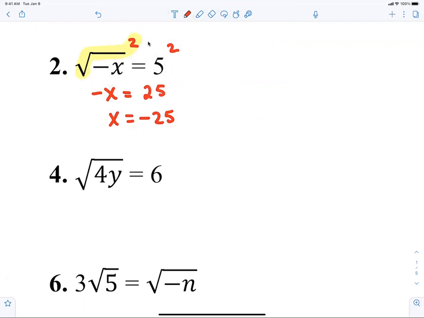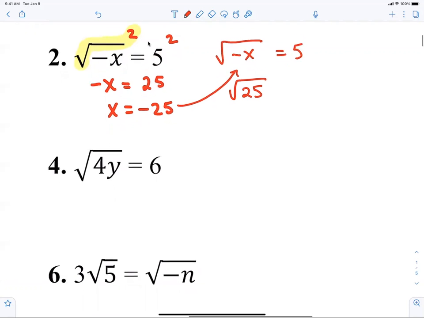Now if you want to check your answer, which you should get in the habit of doing for square roots, because sometimes you can get no solution. What happens if I plug negative 25 in? I get positive 25. And does the square root of 25 equal 5? The answer is yes.